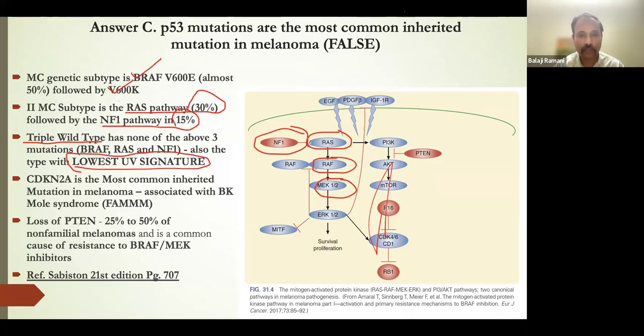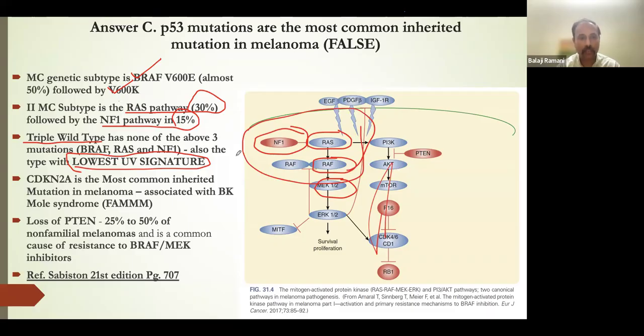And then NF1 is inhibitory for RAS. So that is another mutation type. So you have the RAS, you have the NF1 and the RAF. RAF is the most common, RAS is the next most common, and then you have your NF1. These three together form the locus. They are the most common genetic abnormalities that you get in a melanoma which is sporadic.